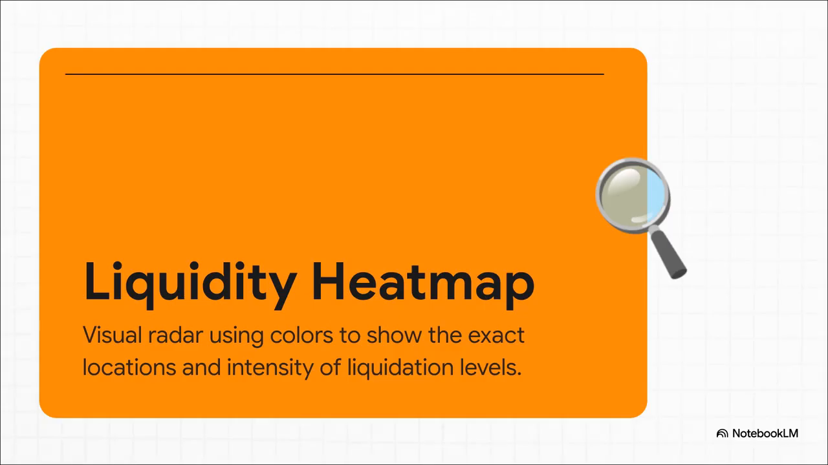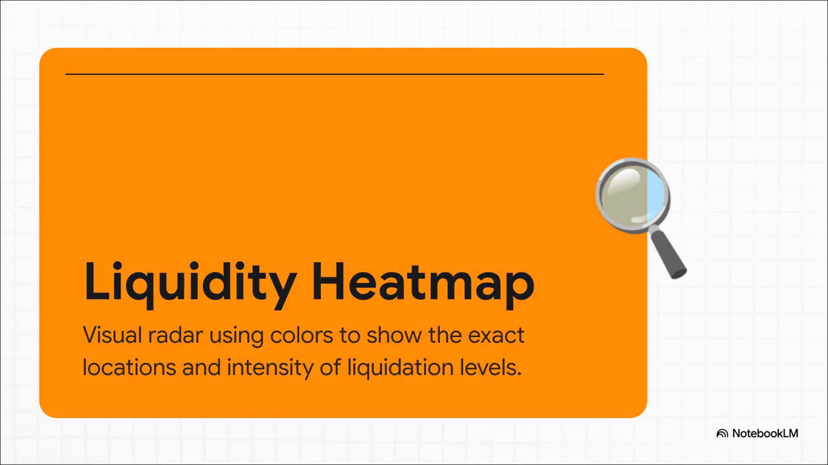Let's clearly define what this radar actually is. A liquidity heat map is a visual tool that uses bright colors to show you the exact location and the intense density of those clustered liquidation levels. Think of it kind of like military sonar or a hyper-advanced weather radar. But instead of tracking storms, you're tracking billions of dollars in real time.